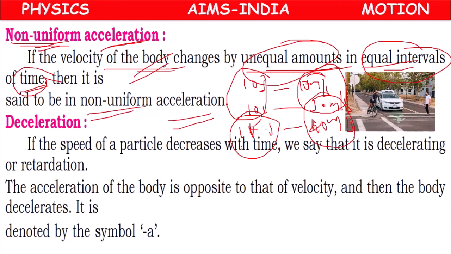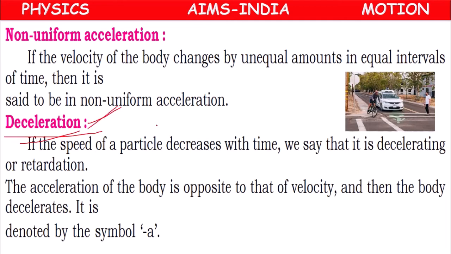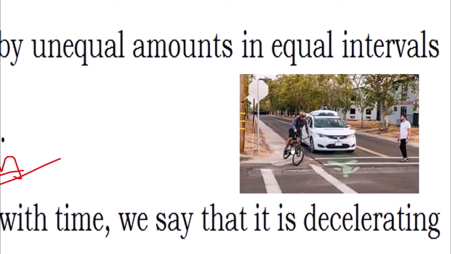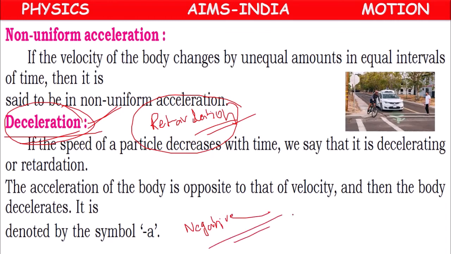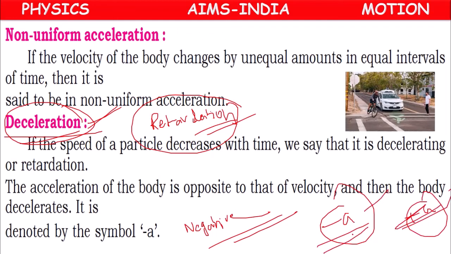We also have a word called deceleration, or it is also called retardation, R-E-T-A-R-D-A-T-I-O-N. Suppose here we are going in a car. Suddenly a person on a cycle comes in front of the car. What will we do? We will apply the brake. If it is traveling with great speed, because of the brakes, the car speed will be decreased. That decrease of speed or velocity is called deceleration or retardation or negative acceleration. We can also call it minus a, because plus a stands for acceleration, minus a stands for negative acceleration or deceleration.